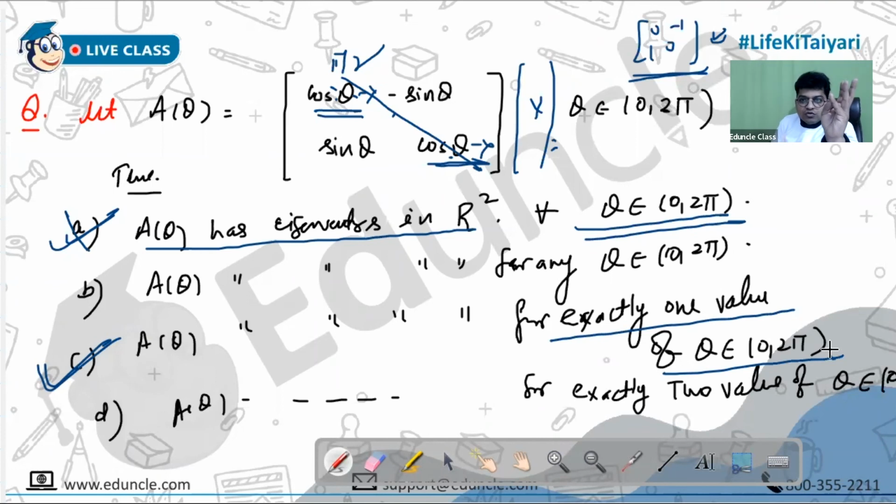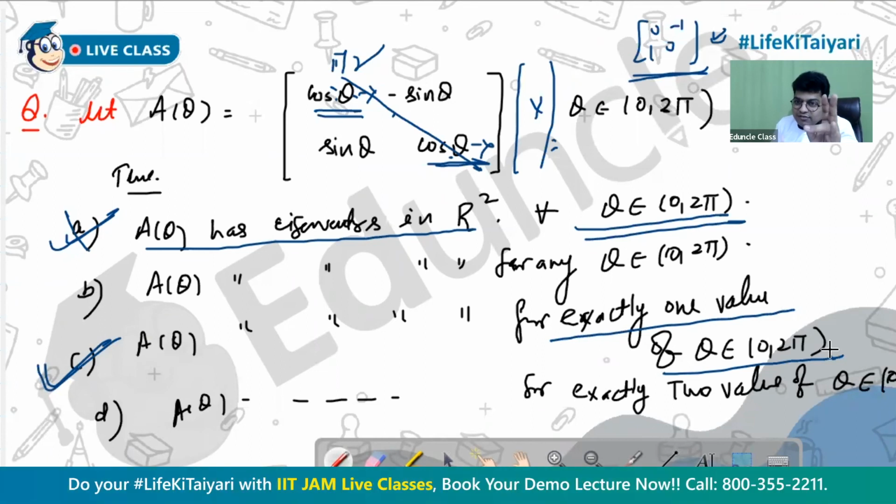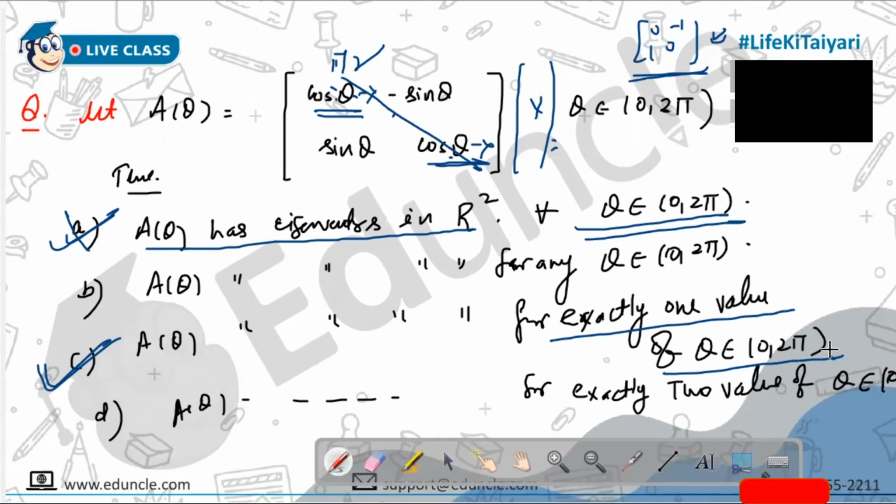First of all, just go and understand what are the possible values of eigenvalues of orthogonal matrix. Orthogonal matrix can have real eigenvalues.